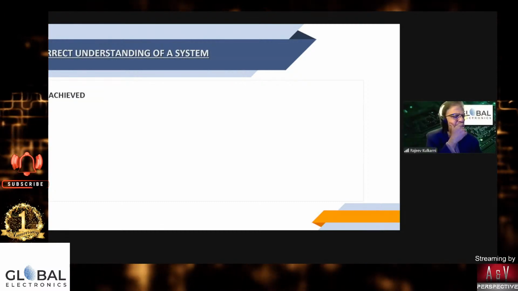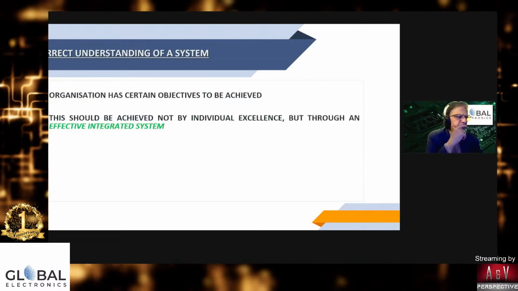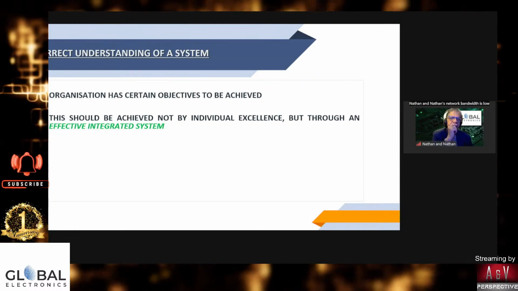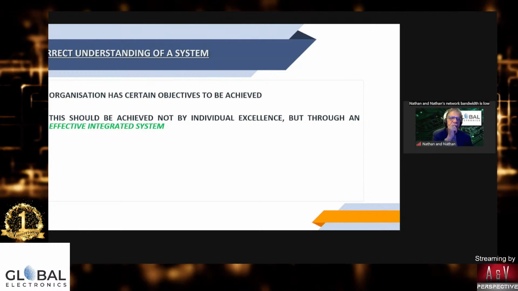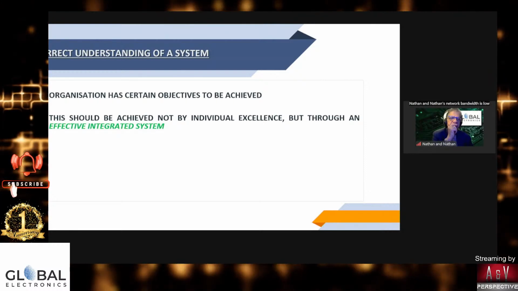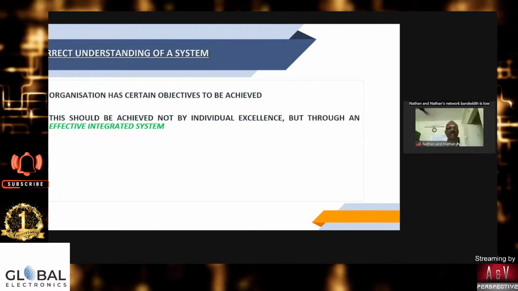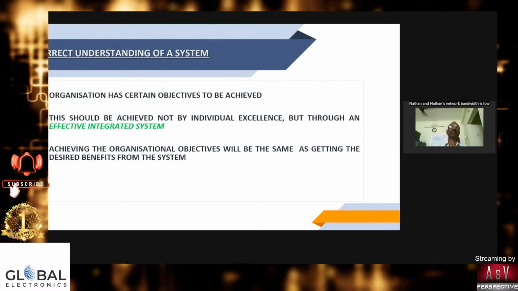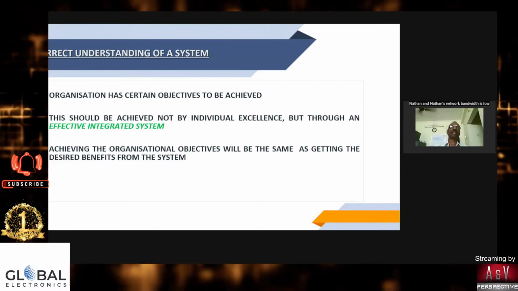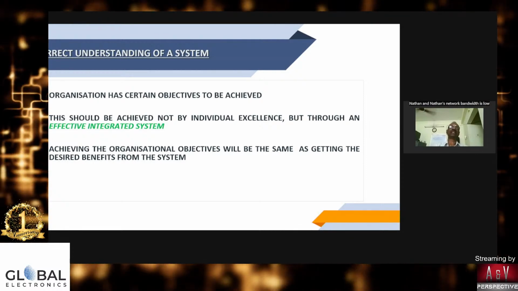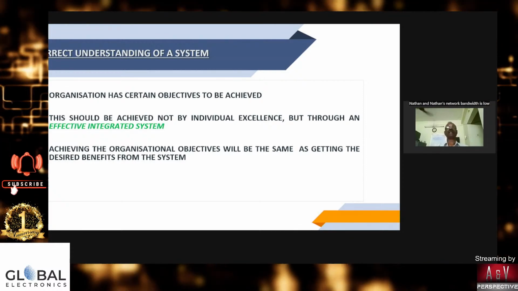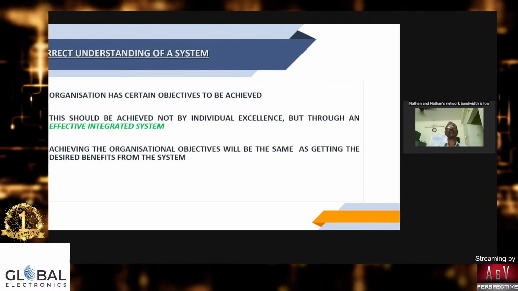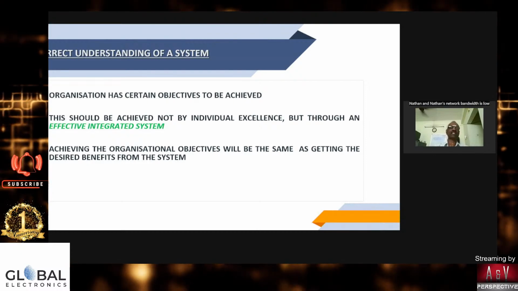Now, any organization has certain objectives to be achieved. Of course, we are in business. The business means some objectives have to be achieved. It could be financial, growth oriented, skill oriented, or customer oriented. There are objectives which need to be achieved at the end of the day. These objectives should not be achieved through individual excellence. Many people work very hard, put in a lot of effort, and achieve results through individual excellence. But that is not sustainable. Only when you effectively implement an integrated system do the results become sustainable.